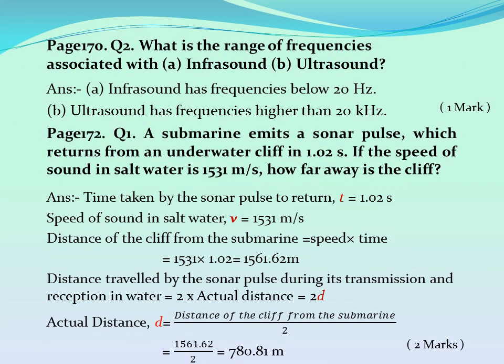Page number 170, question number 2. What is the range of frequencies associated with A. Infrasound, B. Ultrasound? Answer A. Infrasound has frequencies below 20 Hz. B. Ultrasound has frequencies higher than 20 kHz.